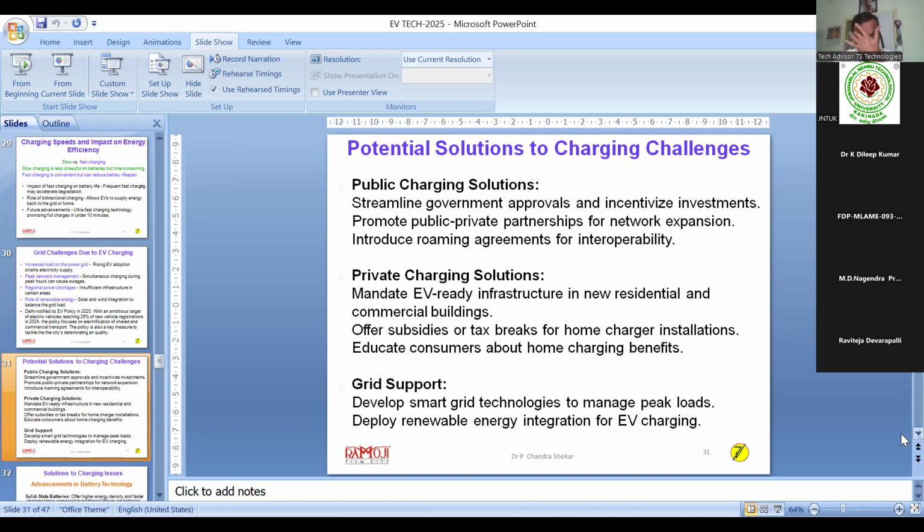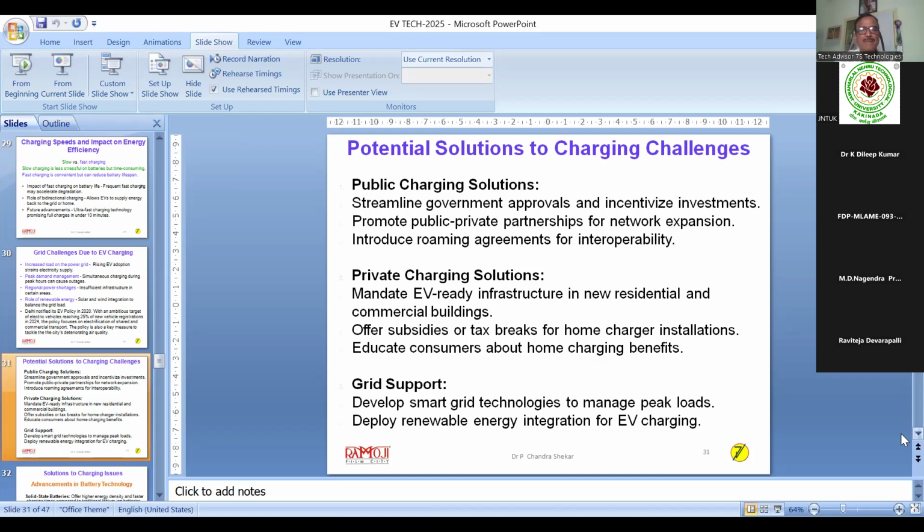Private charging solution: mandate EV-ready infrastructure in new residential and commercial buildings. Offer subsidies or tax breaks for home charger installation. Educate consumers about home charging benefits. Like rainwater harvesting, in future whenever you build a building, it will be compulsory to provide EV-ready infrastructure.